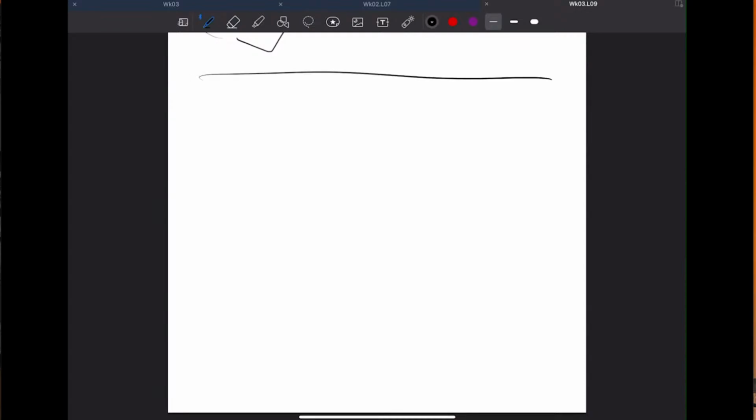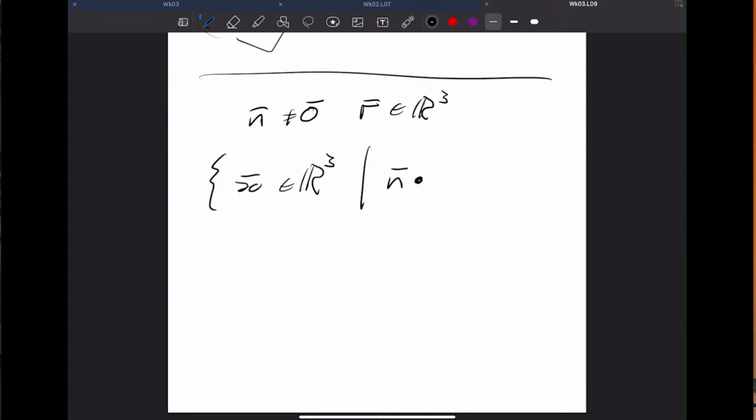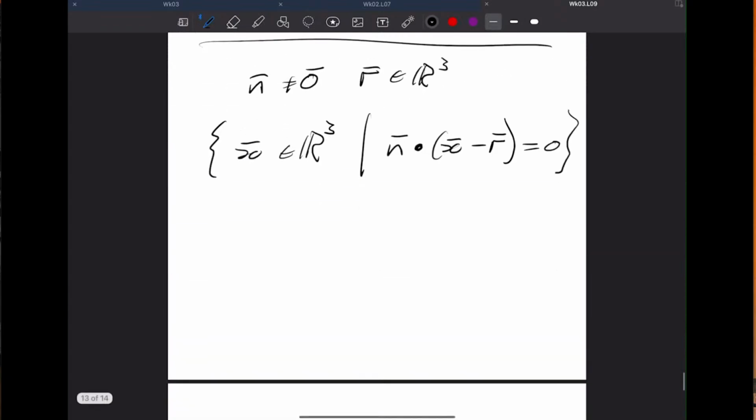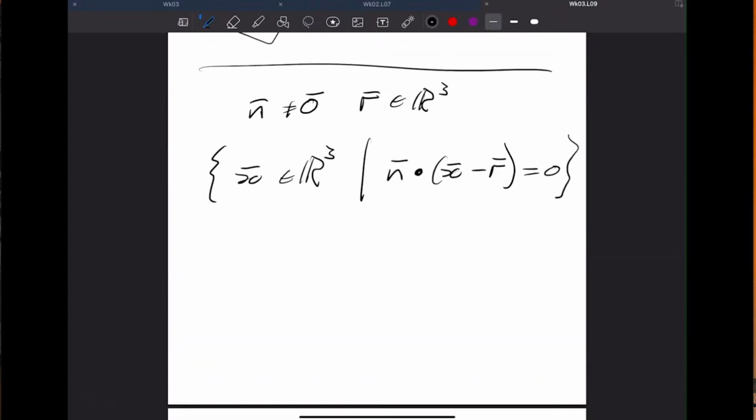So if we take a look at the following set, where n is not 0, and we have r in R3. We look at all the points x in R3 which satisfy the full Cartesian equation, n dot (x minus r) is equal to 0. Let us think about the intuition of understanding what this set looks like.